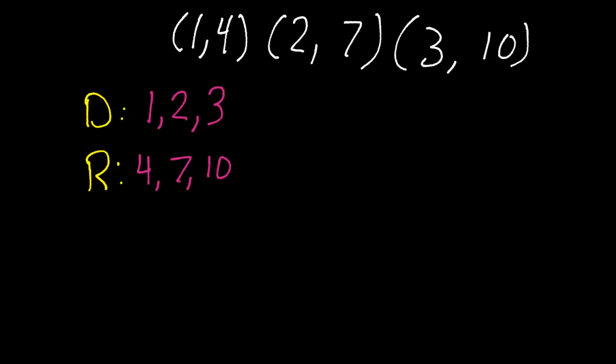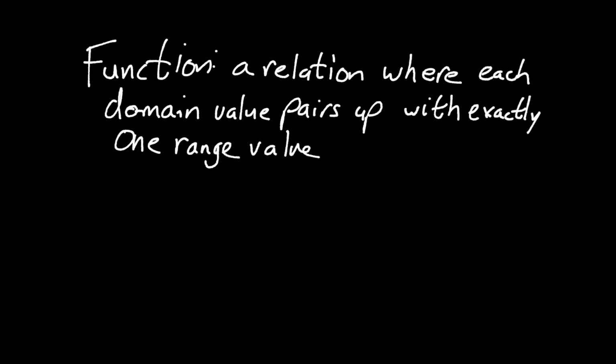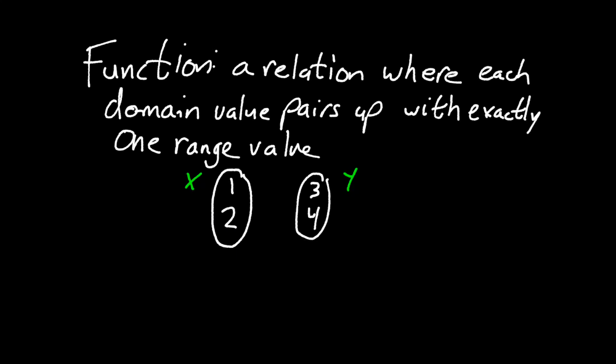Now that we know about relations and domain and range, that can bring us to our final topic for this video, which is functions. So let's take a look at what a function's definition is. The definition of a function is a relation where each domain value pairs up with exactly one range value. We talked about one-to-one earlier, but let's say I have a mapping diagram from before. Here's my oval. Here's my oval. This is the x's, this is the y's. So over here is our domain, and over here is our range. I'm just going to have 1 and 2, and I'm going to put 3 and 4 over there.